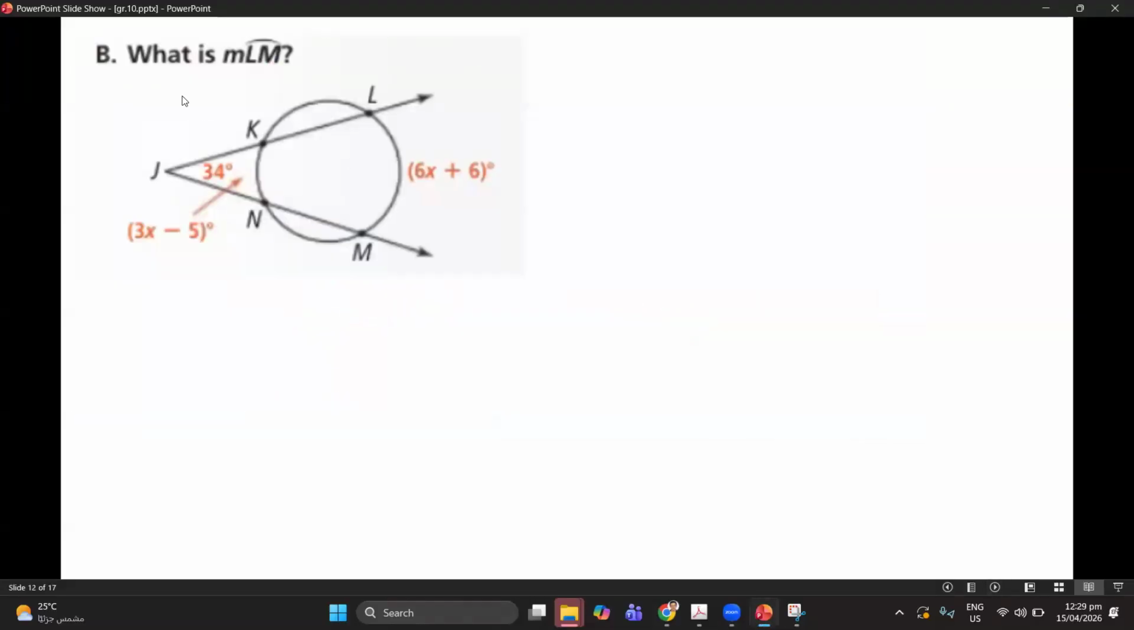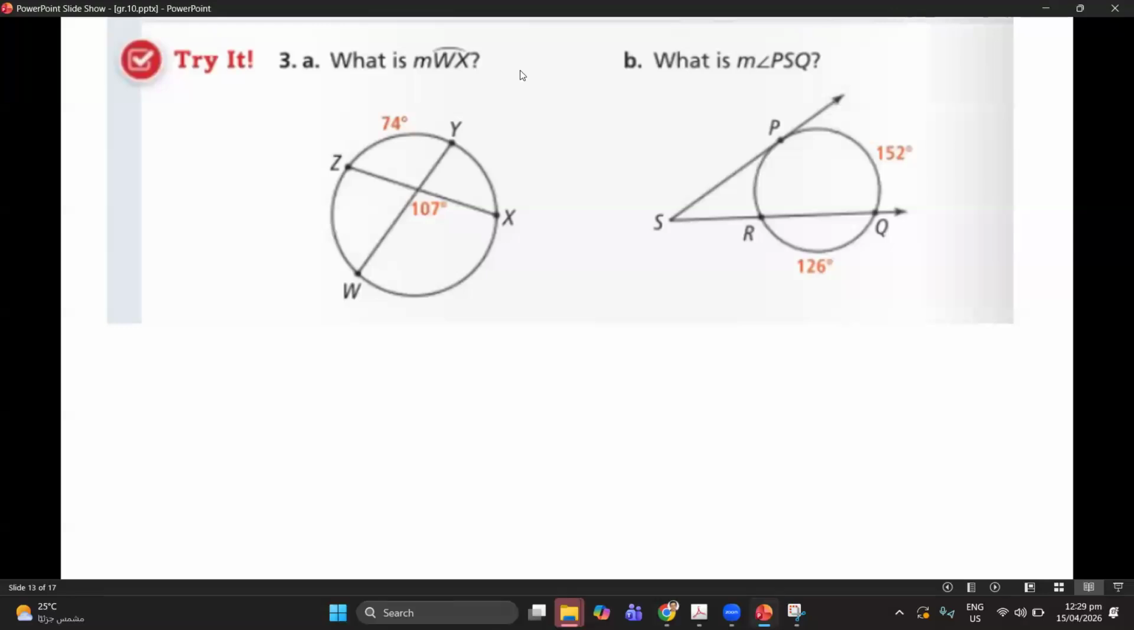Now, what is the measure of arc LM? Can we keep this one for later? Let's solve this one first. Let's start with the easier one. Here, number 3A, I need to find the measure of arc WX. So what's given here? The given is an angle and one of the arcs, and they asked me to find arc WX. How can I start here?